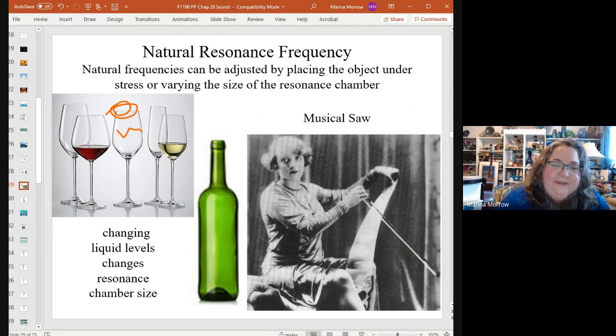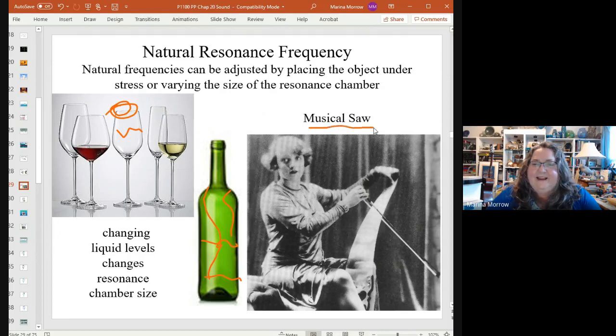And what's going on with a bottle, if you've ever blown across the top of a bottle, which you should definitely do in your life, when your water level is low, then the wavelength that fits in there could be this big. But when you fill it up higher with more water, then the wavelength that fits in is going to be smaller. So you get a higher pitch. So anyway, go practice your bottle blowing.